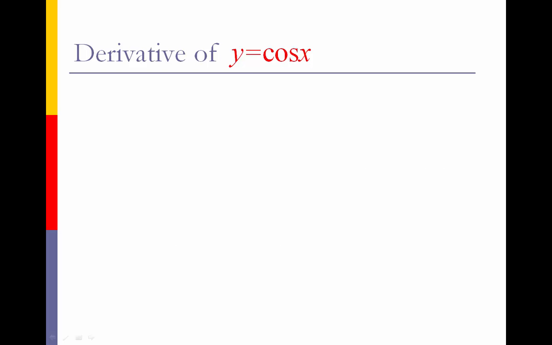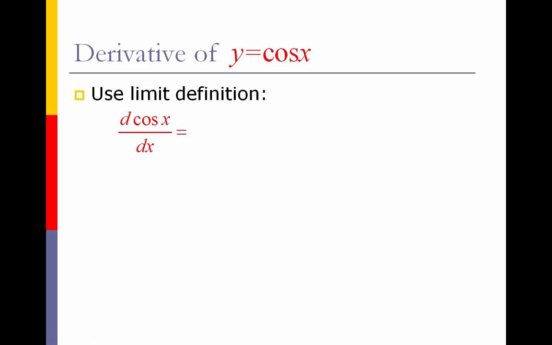So let's start from figuring out what the derivative of cosine x is. And follow carefully because the derivative of sine x is obtained exactly in the same way, just a few changes in the formula that we need. So how do we start? Again, we use the limit definition. So we start by saying that the derivative of cosine x, by definition, is the limit as h approaches 0 of cosine of x plus h minus cosine x all over h.